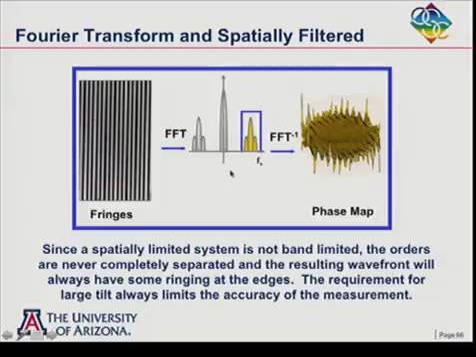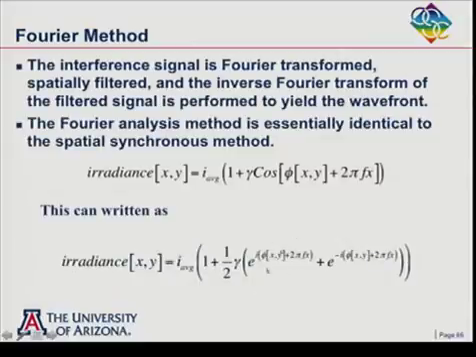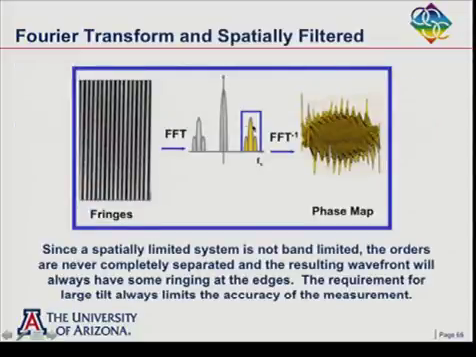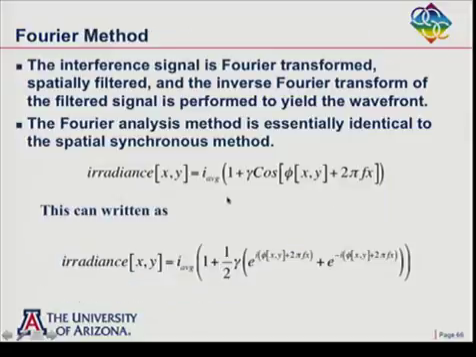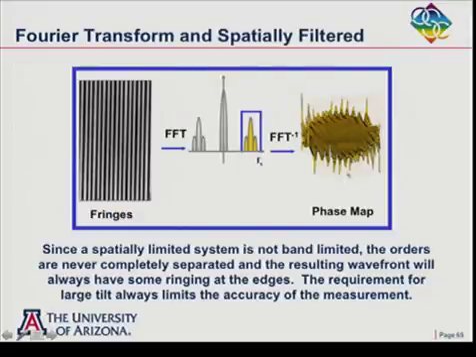So now we spatially filter once again. In this case, we spatially filter to select out the +1 order, and then we do an inverse Fourier transform to get the wavefront back. So this is, say, the +1 order. This 2 pi fx is the tilt, and that causes it to separate from the 0 order. And when we then take the inverse Fourier transform of that, we're simply going to get the phi back again.